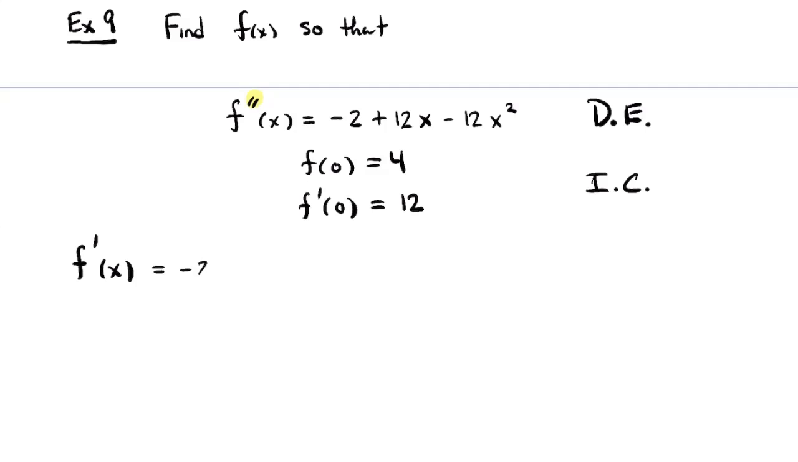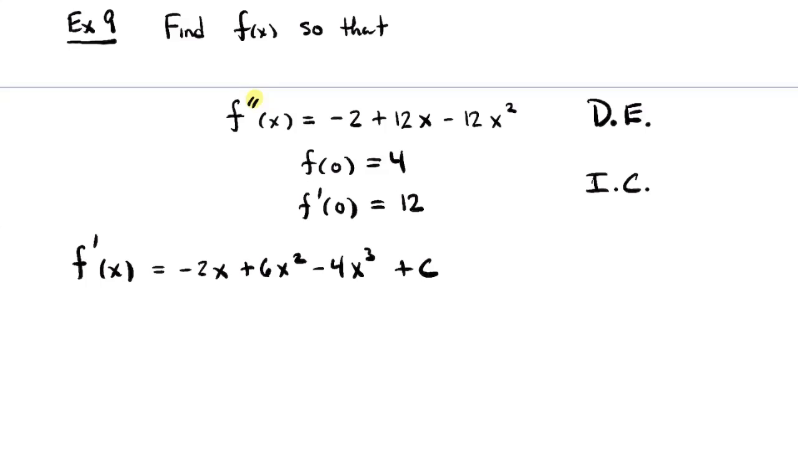I'd have to get something like minus 2x. Then using the power rule, I would get 6x squared. And using the power rule again, I'd get minus 4x cubed. So all I did was simplify the coefficients as we go, but I have to add a constant, because that antiderivative is only valid up to a constant.